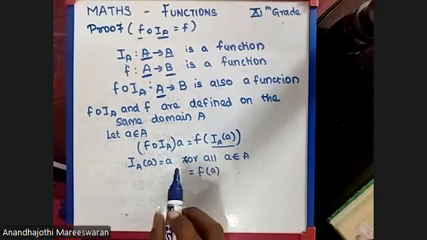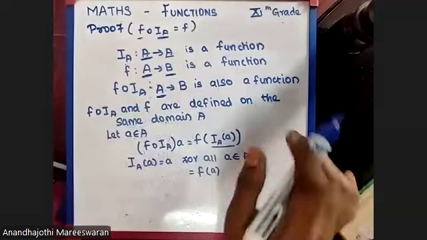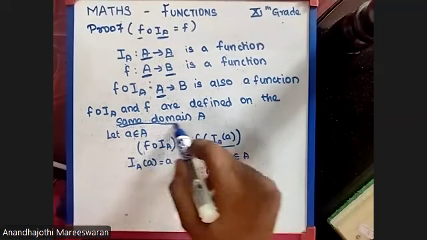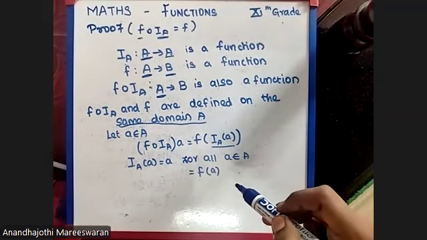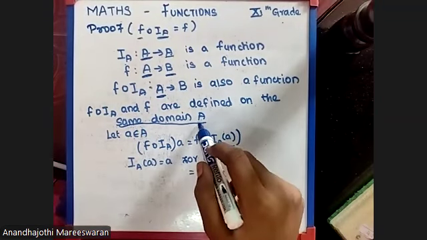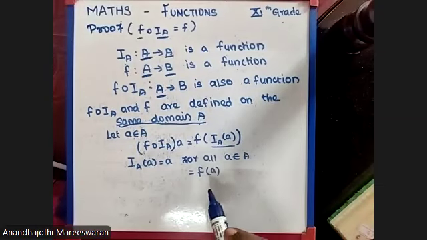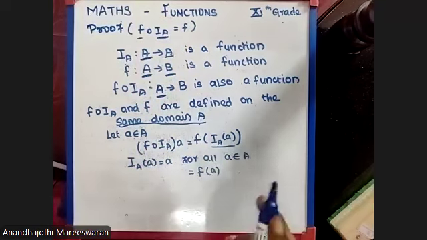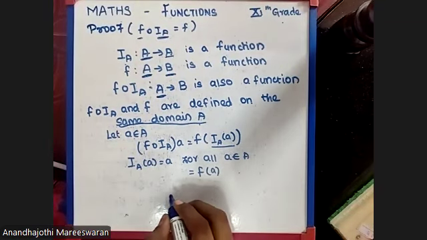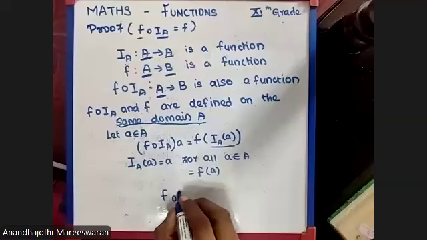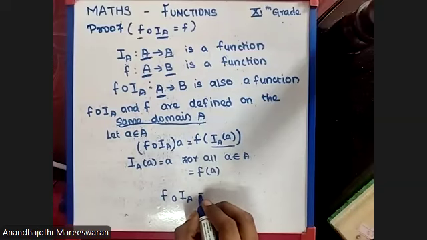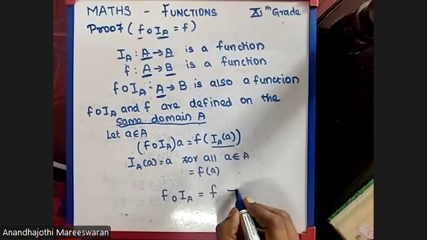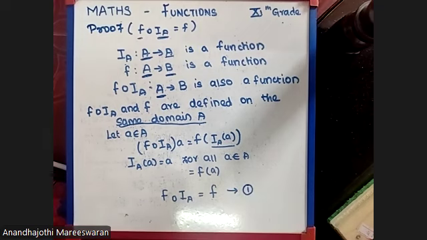So if we have to prove two functions are equal, we have to do two things. First thing is the same domain. We did it, right? Second thing is we have to put some element in it and test the function. Yes, we did it. So from both these things we can say F circle IA equals F. Is it clear? So I will mark it as equation 1.